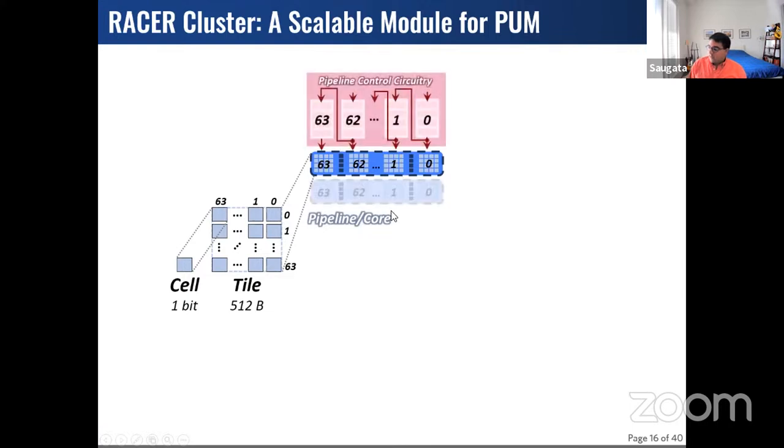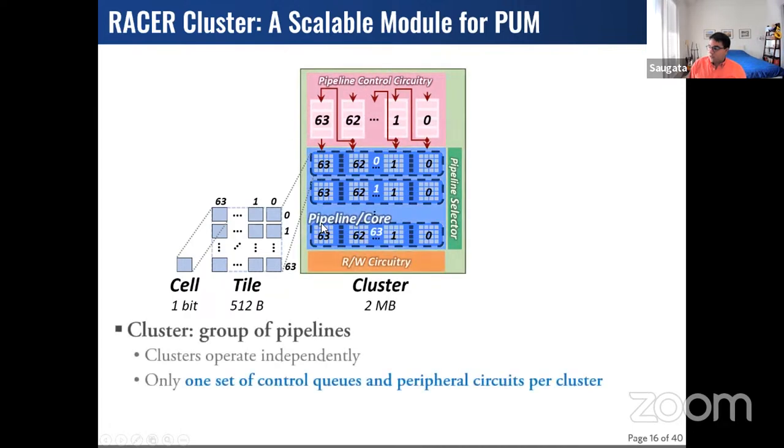We take multiple of these pipelines and we combine them together with a single shared set of pipeline control circuitry, read-write circuitry that can allow us to enable equivalent I/O to a DRAM controller, and a pipeline selector that chooses which of these 64 pipelines that we can fit in the cluster are active at any given time. And so we can have one or more of these pipelines on, and they can share the same instructions, essentially kind of like a multicast operation. And we can have I/O coming out of this 2 megabyte cluster, as we call it. This allows us to amortize what would otherwise have been large peripheral overheads and share them across multiple tiles in an efficient way without sacrificing throughput.